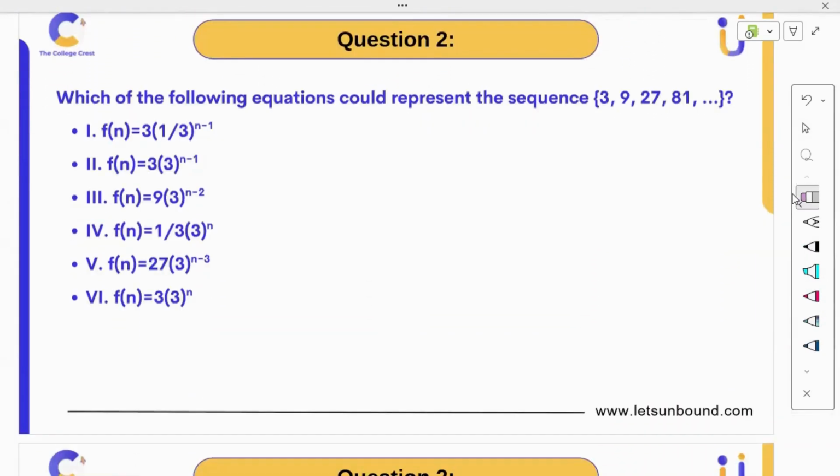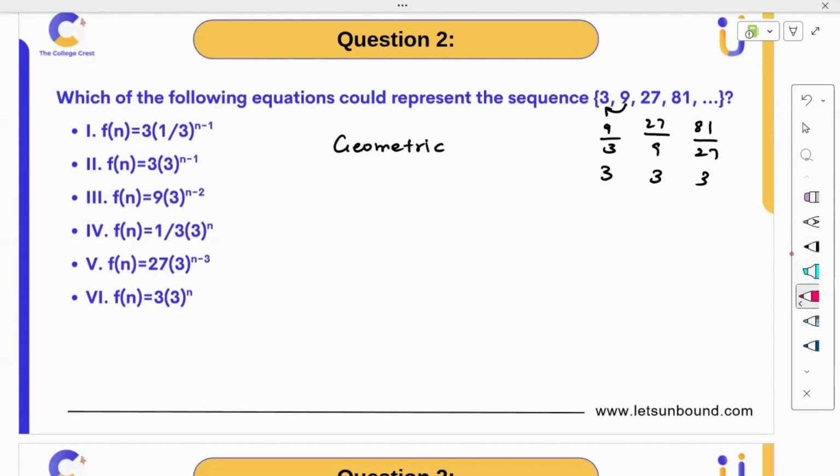That's it. Here, question number 2. Which of the following equations could represent the sequence? This sequence is kind of not an AP because if you subtract 9 minus 3, it's 6, 27 minus 9, I think it's 18. So no, right? So let's see. Then you will start dividing and checking: 9 by 3, 27 by 9, 81 by 27, 3, 3, 3. So common ratio, same 3. Common ratio same is a geometric sequence. So geometric.